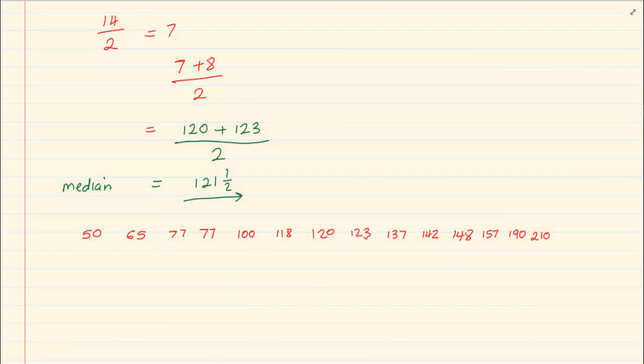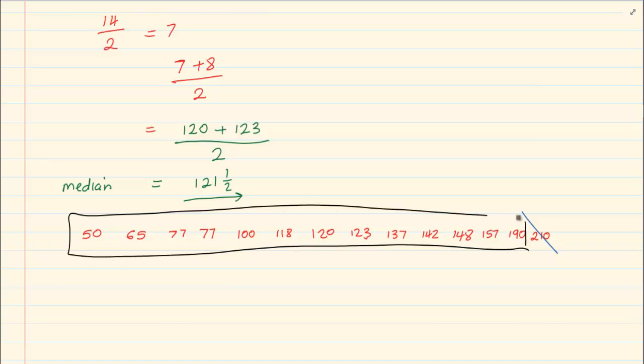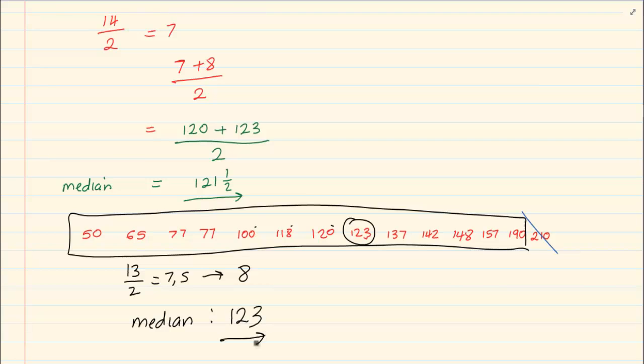Okay, let us say I had the same data, but now I am removing one number. So let's say I take out 210. If I wanted the median for this new data, now we don't have 14 terms. Now we have 13. So when it is 13, 13 divided by 2 is 7,5, which means if I round it off, it's the 8th number. So if I count 1, 2, 3, 4, 5, 6, 7, 8. So the median in this case would be 123. So remember, you must be careful if it's even or odd.